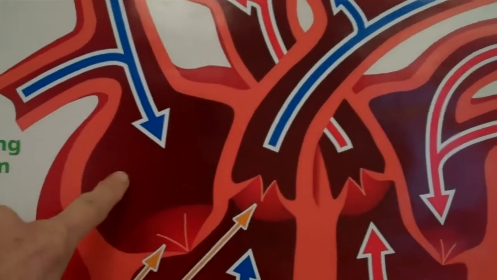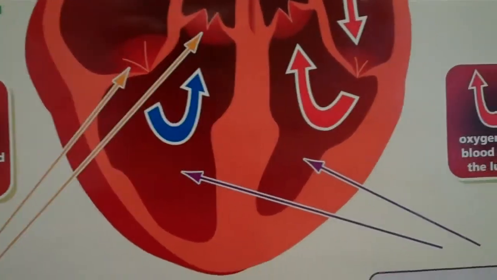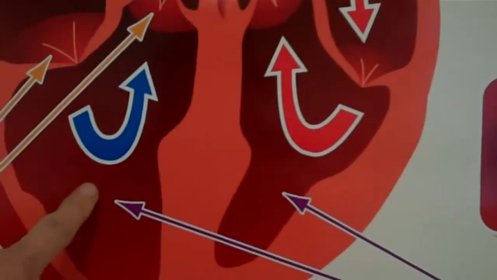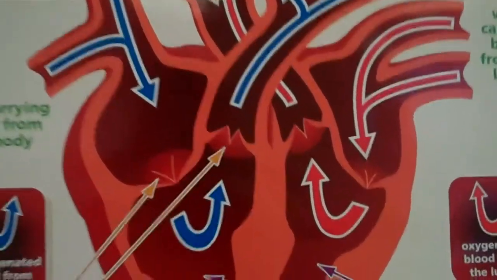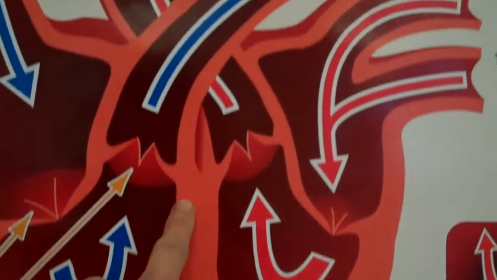Here is one, that is the right atrium. Here is another one, that is the left atrium. And the 2 bottom chambers are called the ventricles. Right ventricle, left ventricle. And the heart is a very strong muscle. There is also a wall called the septum between the right side of the heart and the left side of the heart.